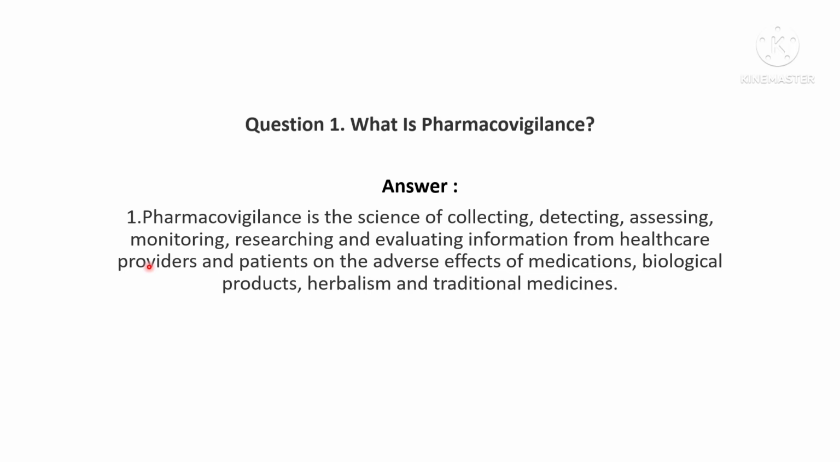Please learn the definition. The definition is: pharmacovigilance is the science of collecting, detecting, assessing, monitoring, researching and evaluating information from healthcare providers and patients on the adverse effects of medications, biological products, herbalism and traditional medicine. This is the definition of pharmacovigilance. Mostly the interview of pharmacovigilance starts with this definition, so please learn it very well.